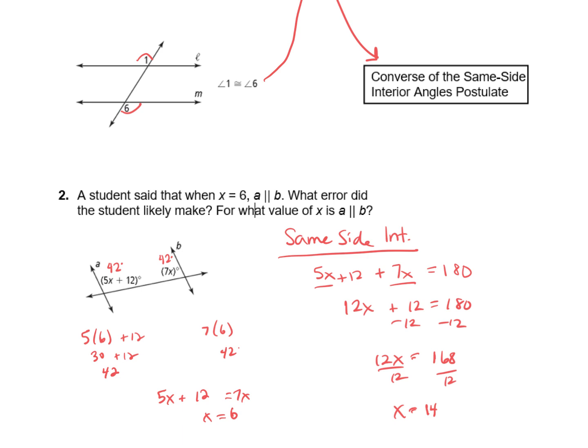So when x equals 14, line A is parallel to line B, because we started with a correct equation identifying that we had same side interior angles.